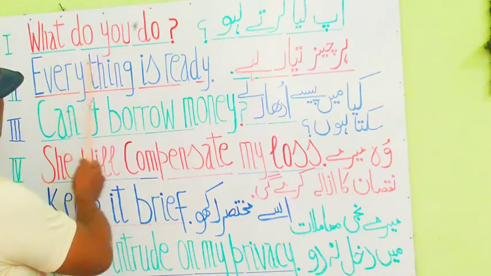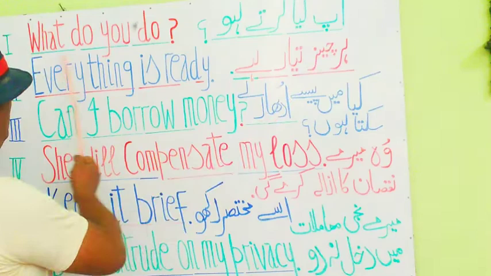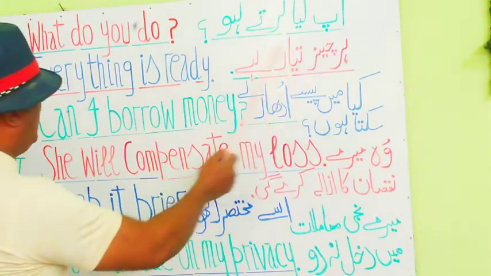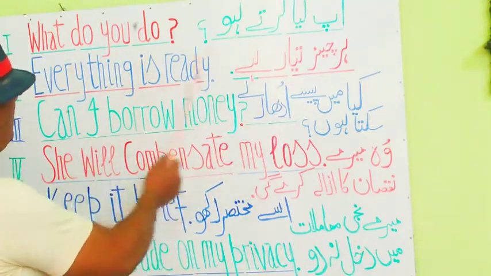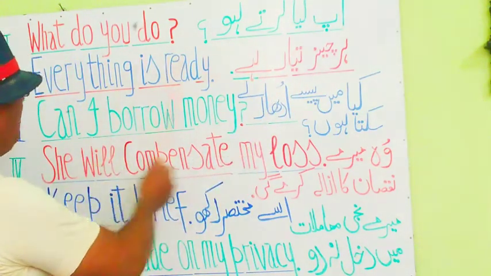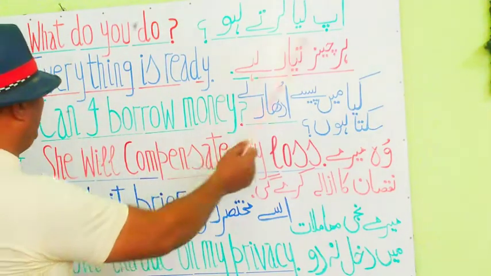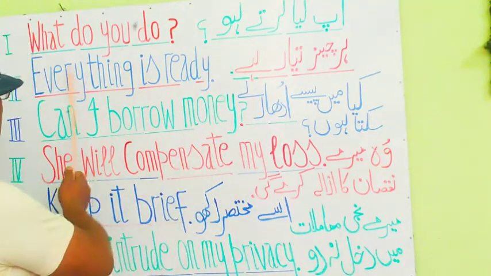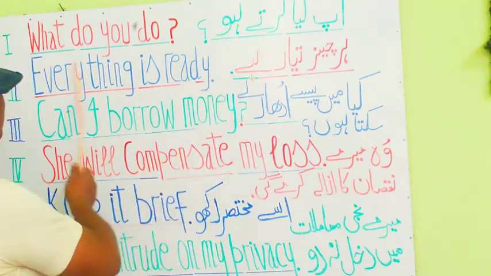What do you do? आप क्या करते हो? I'm a physician. I'm a doctor. I'm a singer. I'm a teacher. I'm a master. I'm an architect. There may be so many other answers for this question.